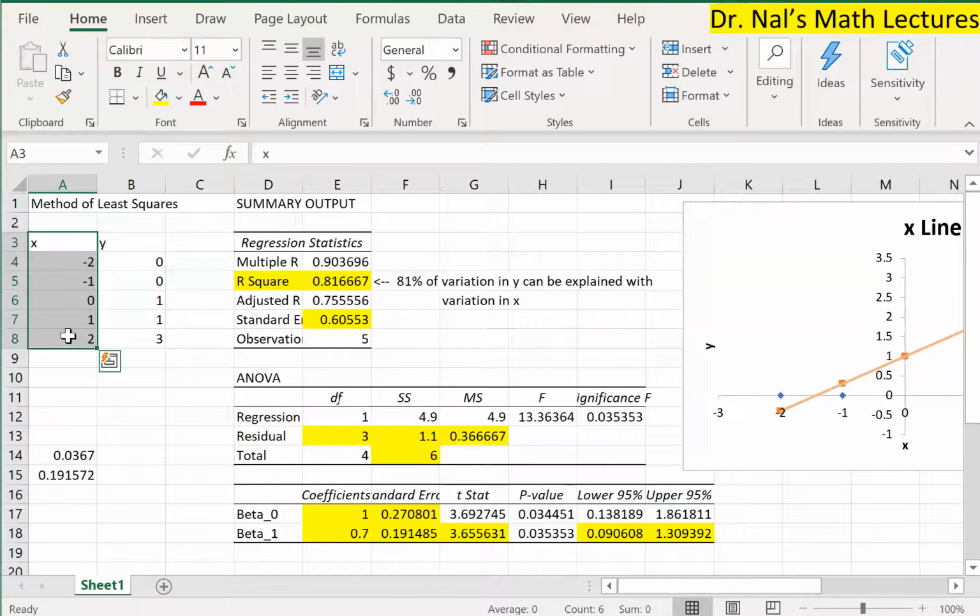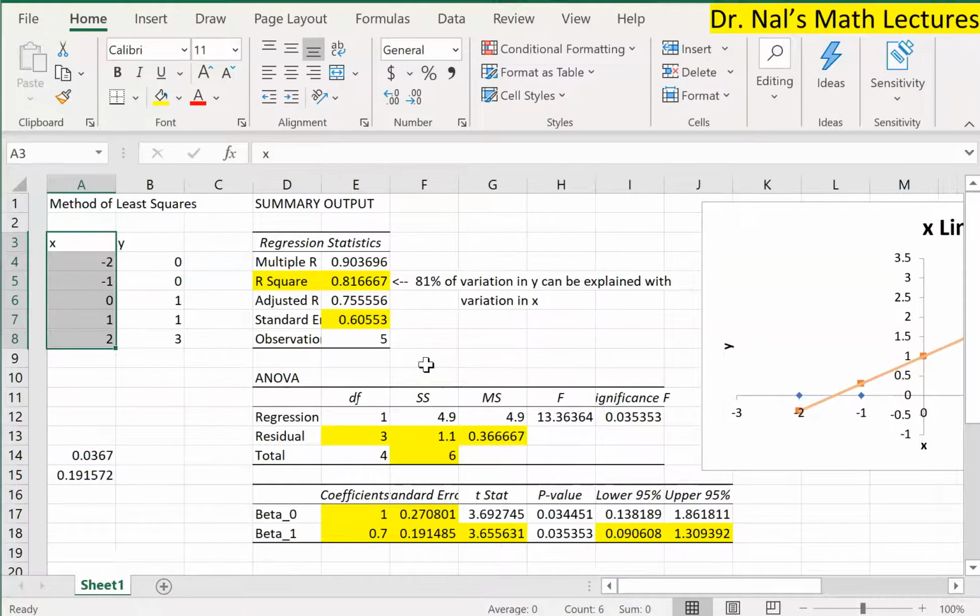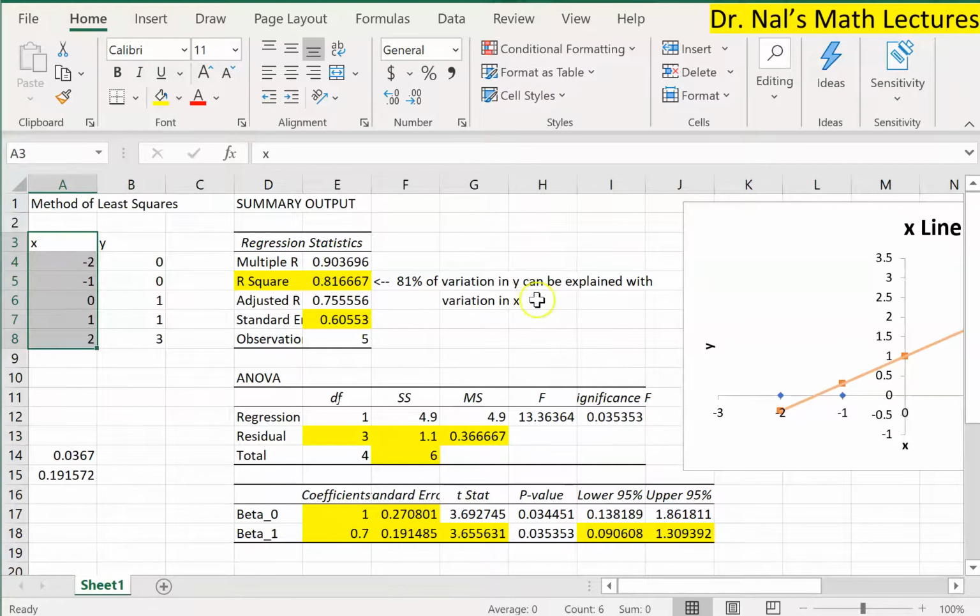But 81.6, or close to 82% actually, has a lot of explanatory power. So this x has a lot of explanatory power. That's it. So hope this was useful. So basically this is how we do a regression analysis using Excel.